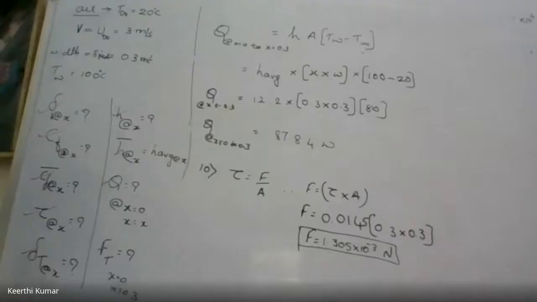Sir, the delta x and delta h x are the same? Yeah, delta is nothing but thickness. If I mention delta h, that means the thickness created due to the velocity boundary layer. And if I mention delta t, that means the thickness created due to the thermal boundary layer. Yes, sir. Okay.